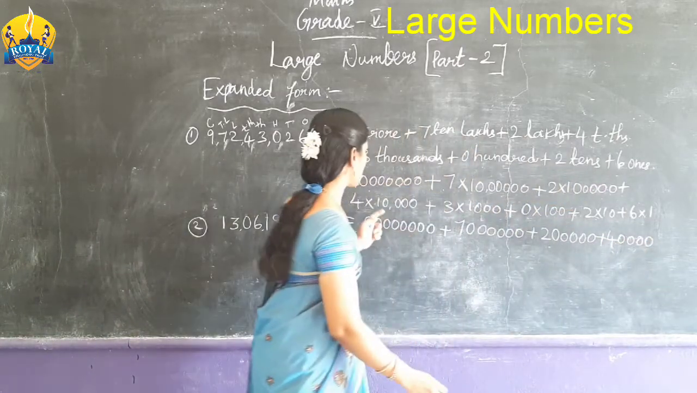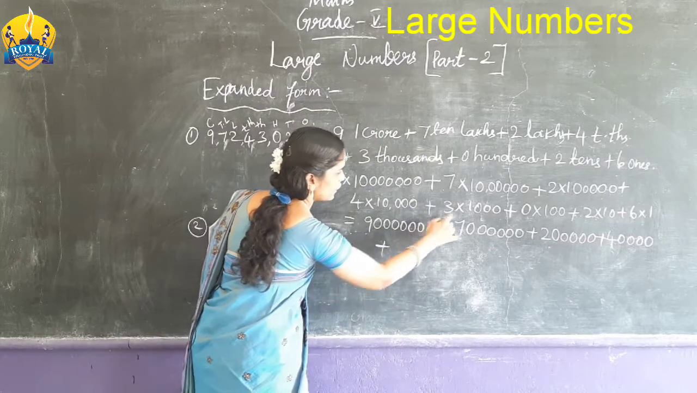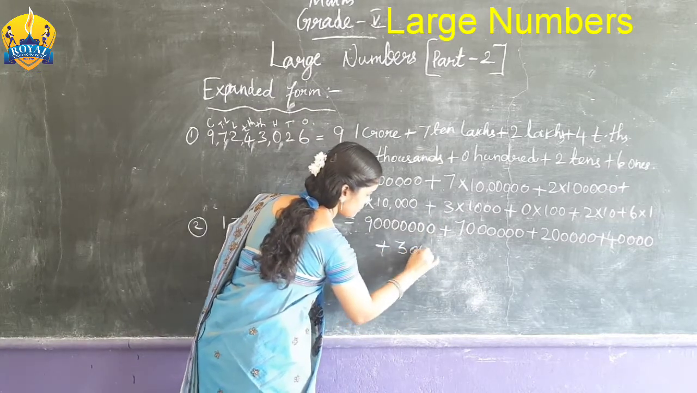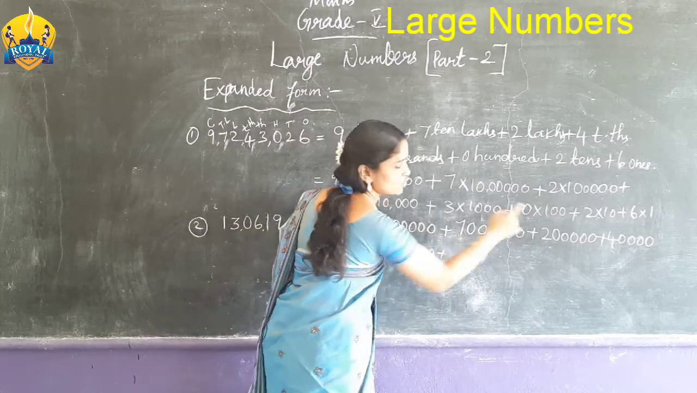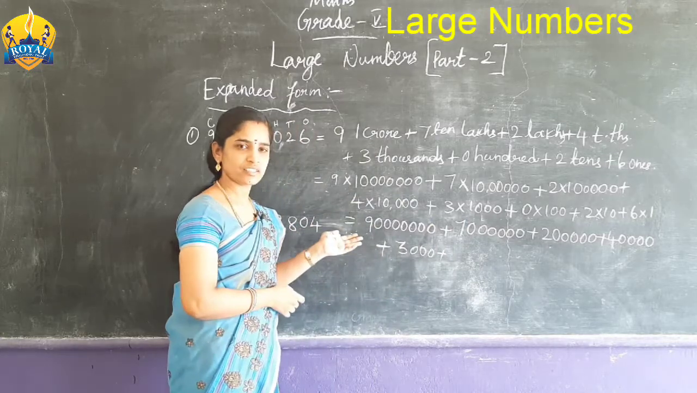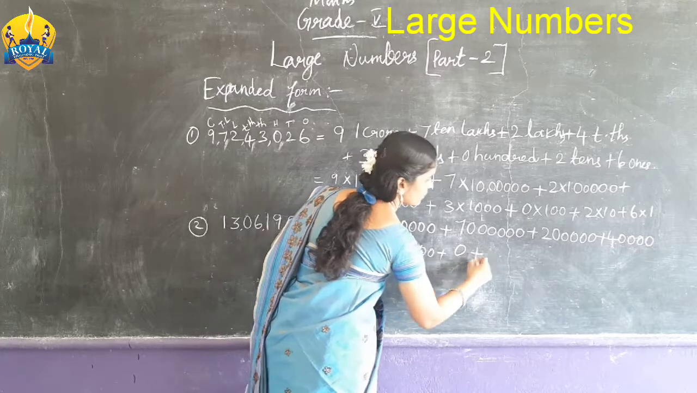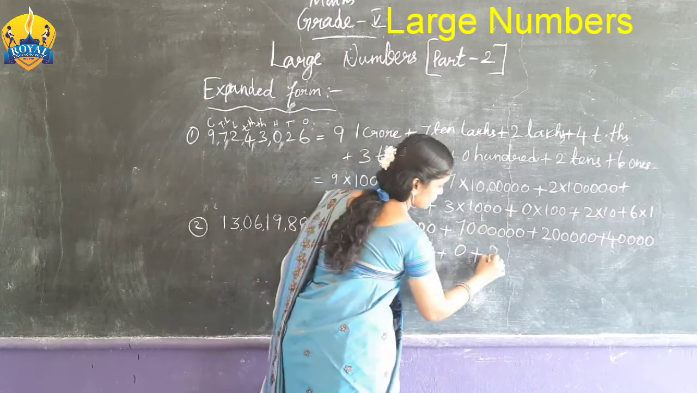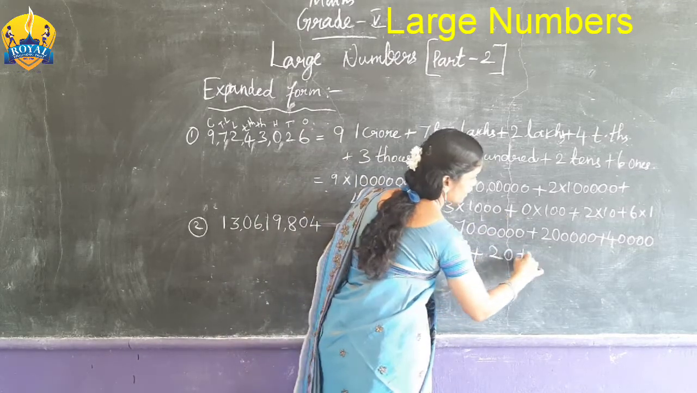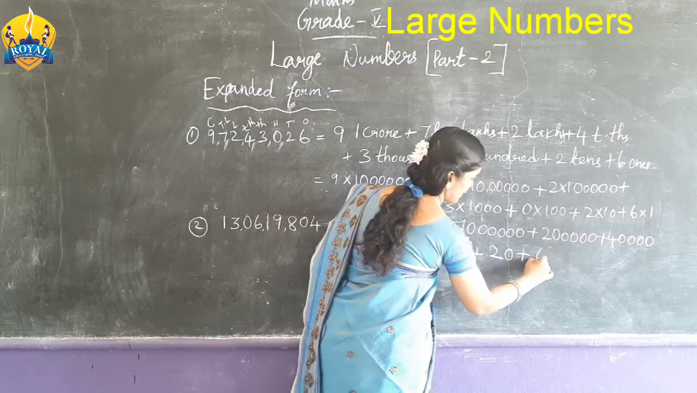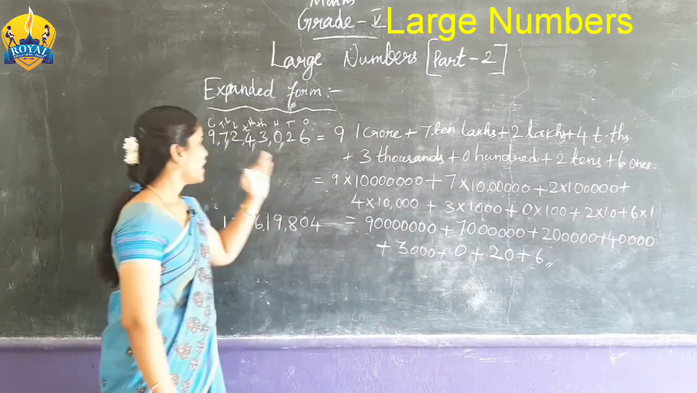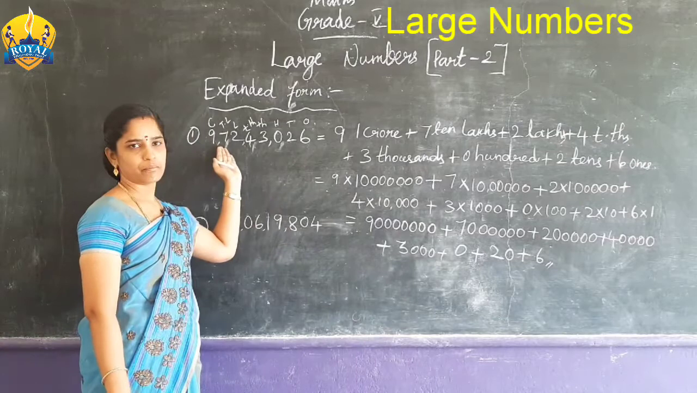We put 4 zeros and 3 into 1000, 3,000, plus 0 into 100. Do you guess? 0 into 100? Yes, 0. And 2 into 10? Right, 20. And 6 into 1? 6. That is the expanded form of the given number.